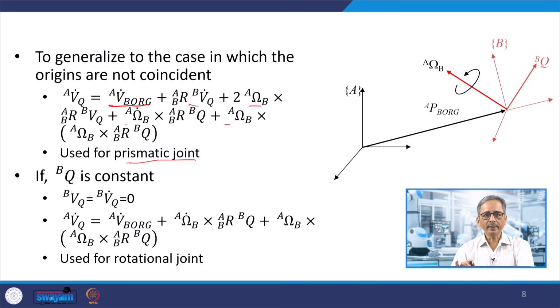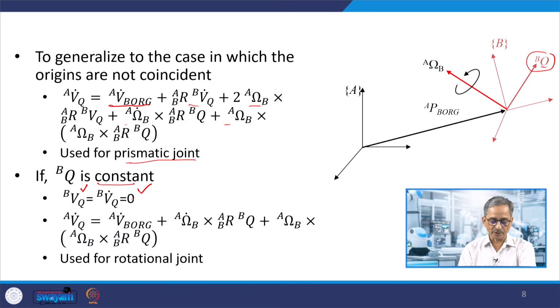Fine. Now, if my q^B is constant, not changing, what does this mean? It means that basically the velocity as well as the acceleration terms are 0.